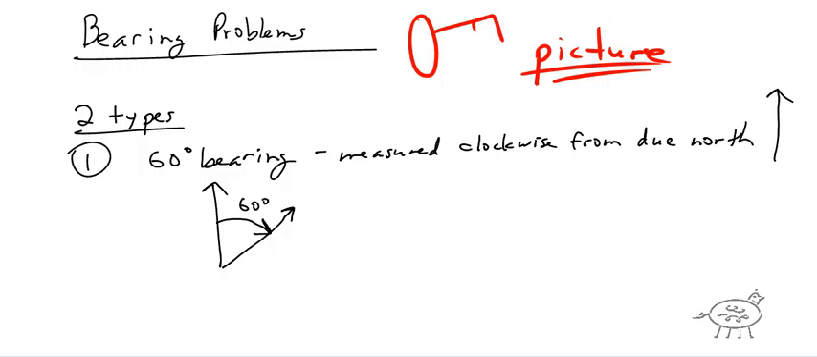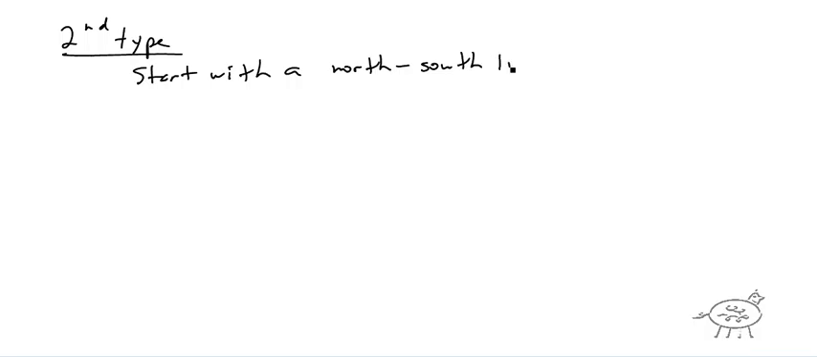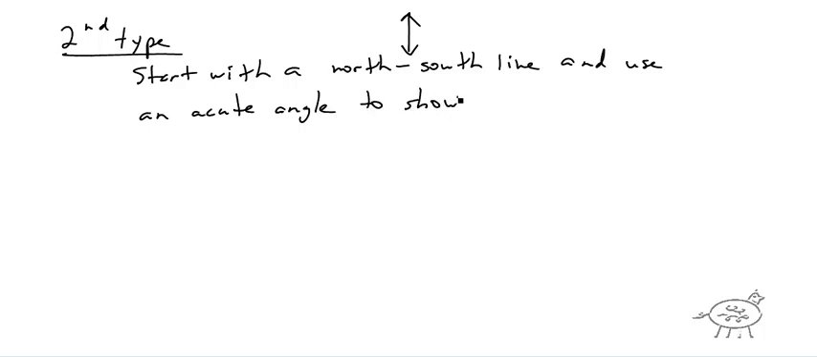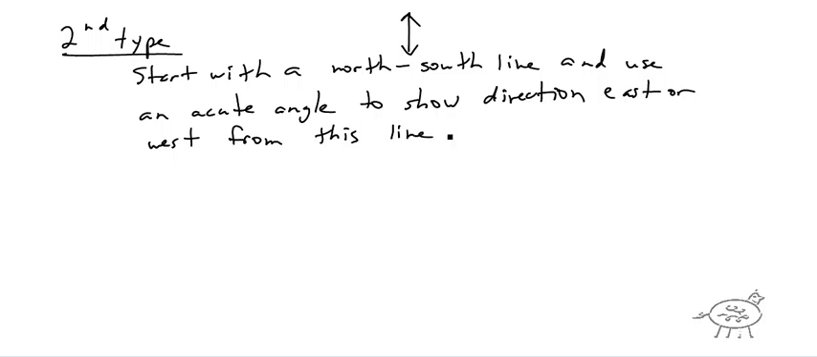The second type of bearing is where you start with a north-south line, which means up and down, and you use an acute angle to show direction east or west from this line. Okay, a couple of examples here.